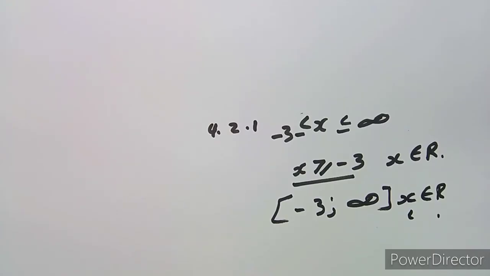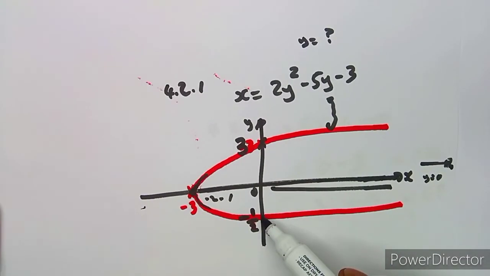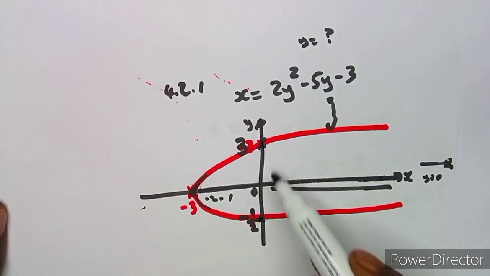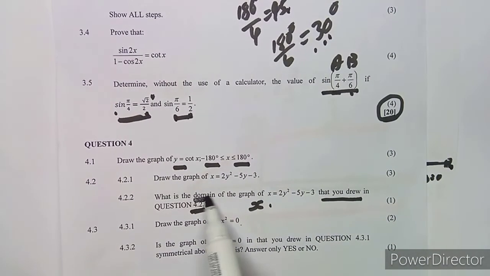This is our domain. Okay, so this one from -half to 3, this is your range. This one is your range. Range affects the values of y, but here we are asked to state the domain. So just domain, answer the question.